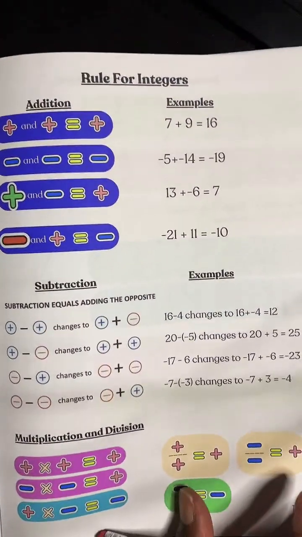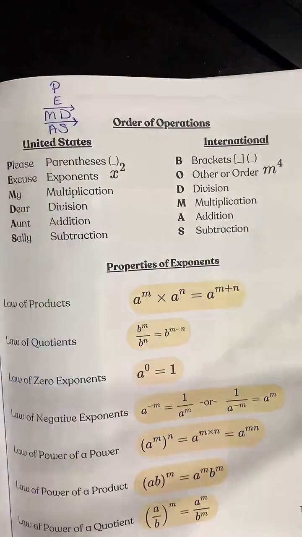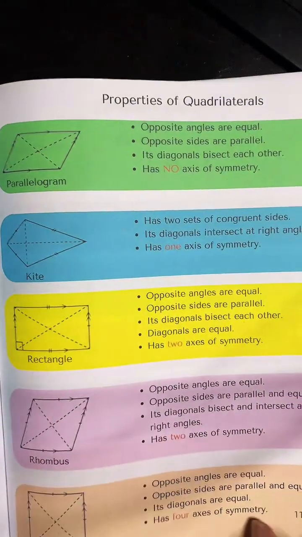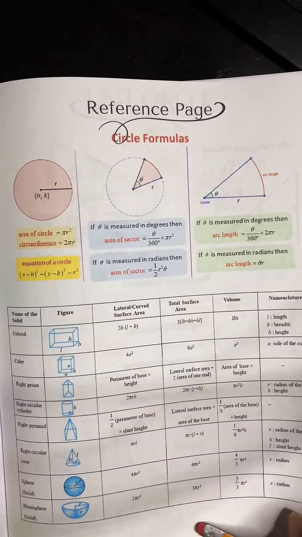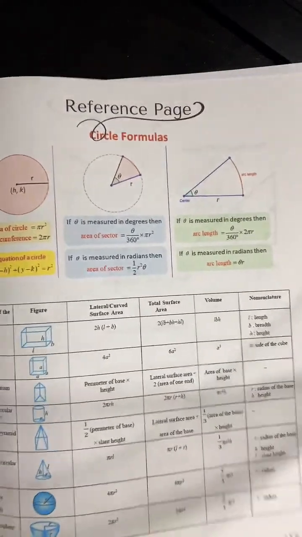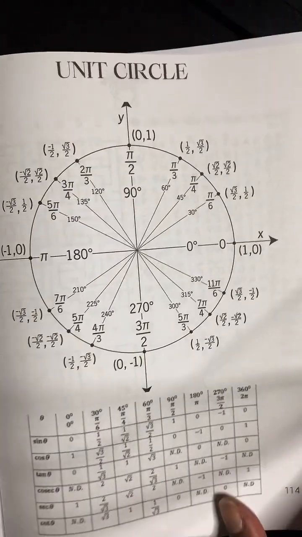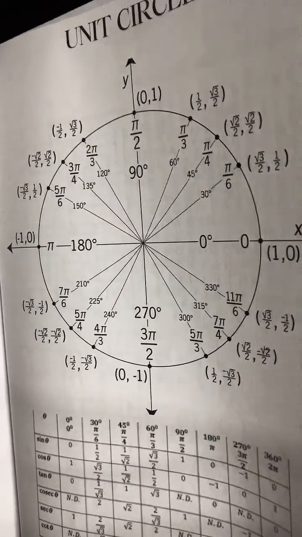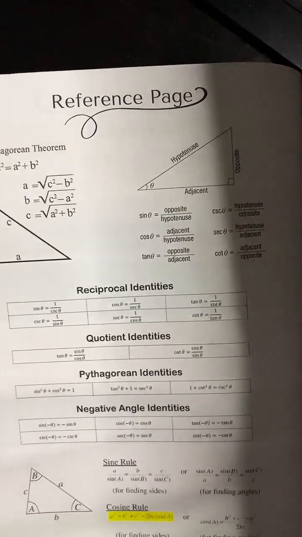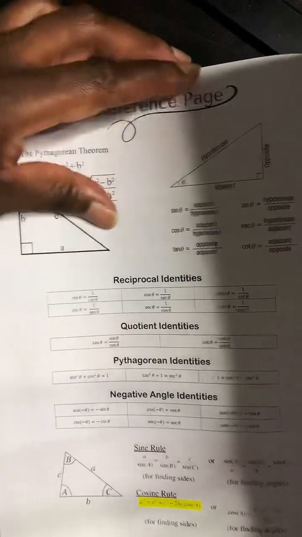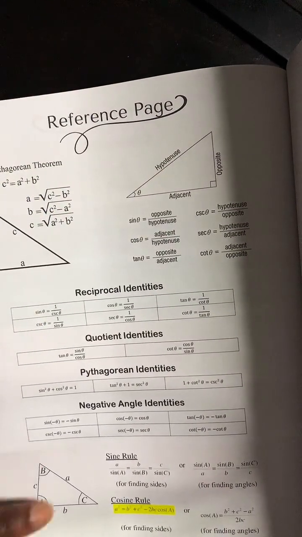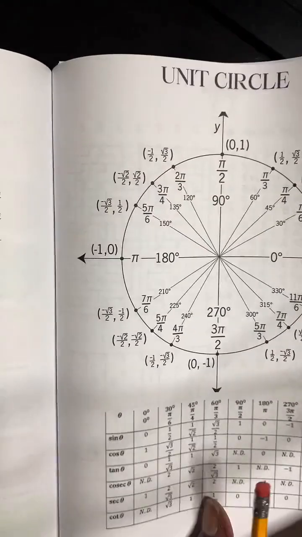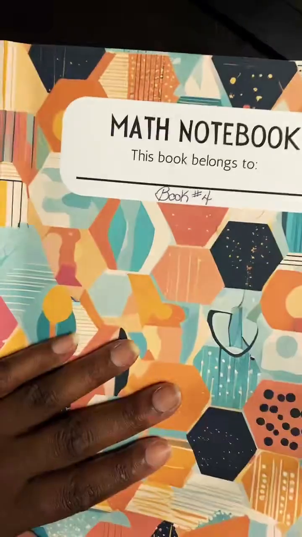I have a factor sheet that goes from 1 to 200, as well as some reminders like rules of integers, order of operations, properties of quadrilaterals. We're looking at sector and arc lengths, as well as area and perimeter. And also the unit circle, okay? So some people will see that in pre-calculus and maybe in algebra, definitely in trig. And the same goes for your Pythagorean theorem, then you have your SOHCAHTOA, and also some of your trig identities. But we have all of those wrapped up in one book.